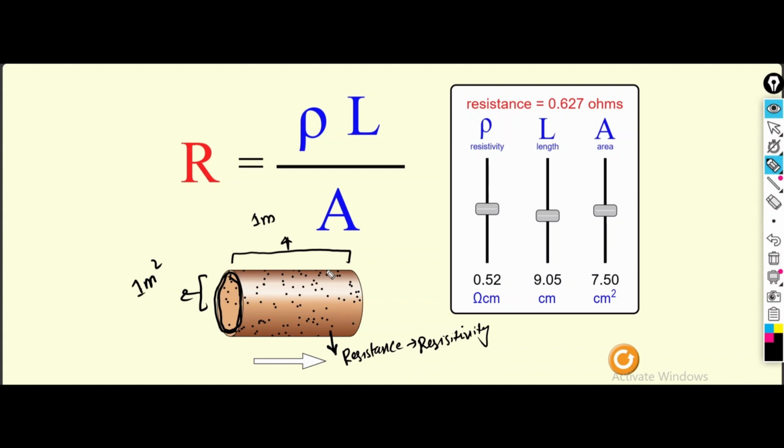So different materials have different resistivity. Copper has its own resistivity, silver has its own resistivity, and the other materials you see in the universe have their own resistivity. Because if you make a 1 meter rod from that material, it will have its own resistance, and the resistance of that 1 meter rod is called resistivity.